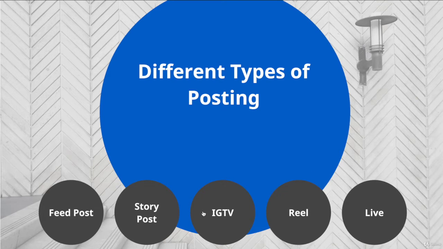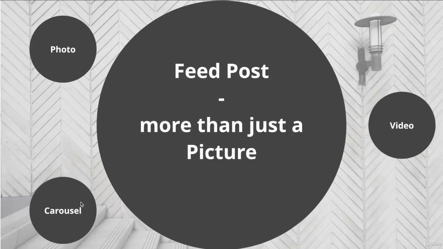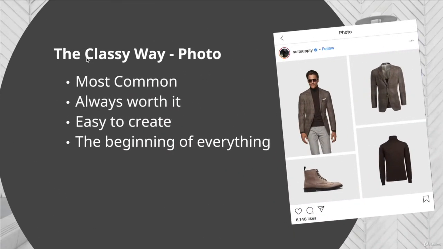And we will start with the most common one. It's the feed post. But even within the feed post, you have different options to choose from. And number one is the photo. The photo is the very classic way and how Instagram started in the past. You can post one picture that's already a picture with 4 own pictures in it. But of course, it's still a picture. It's the most common type for posting on Instagram.